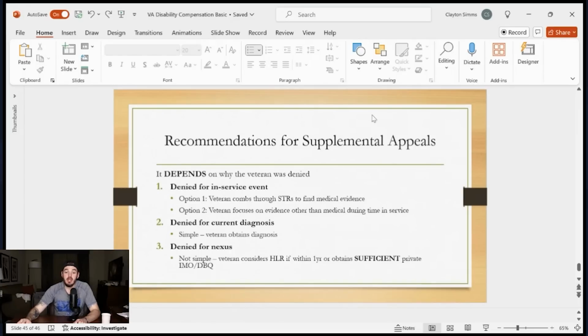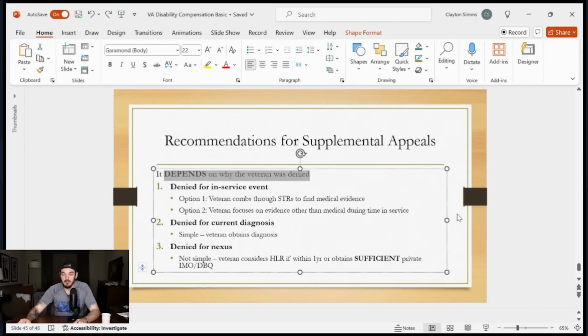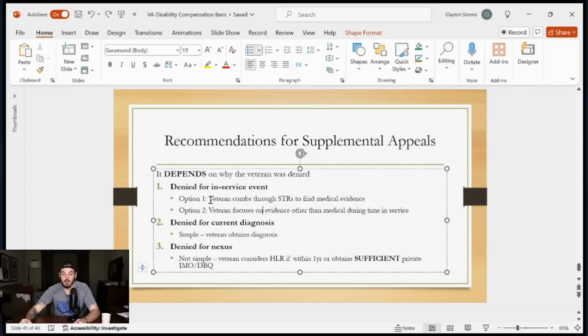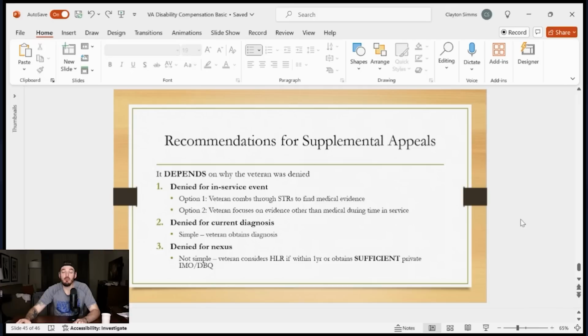Okay. Now you have recommendations for supplemental. It absolutely depends. There's no cookie cutter answer at all. So I went ahead and cut it into 3 possible options, but there are more. If you're denied for the in-service event, you got 2 options. 1, you comb through your service treatment records and find that medical evidence. Hey, VA, you missed my in-service event. It's right here. Yes, that does happen quite often.